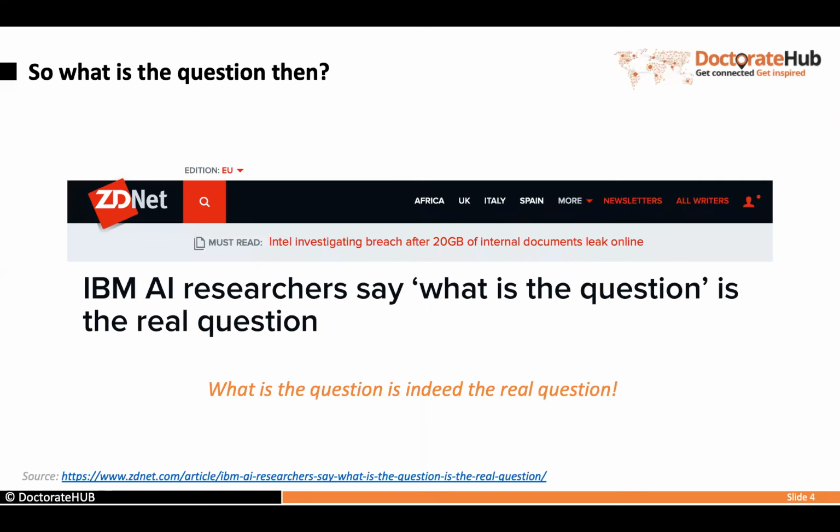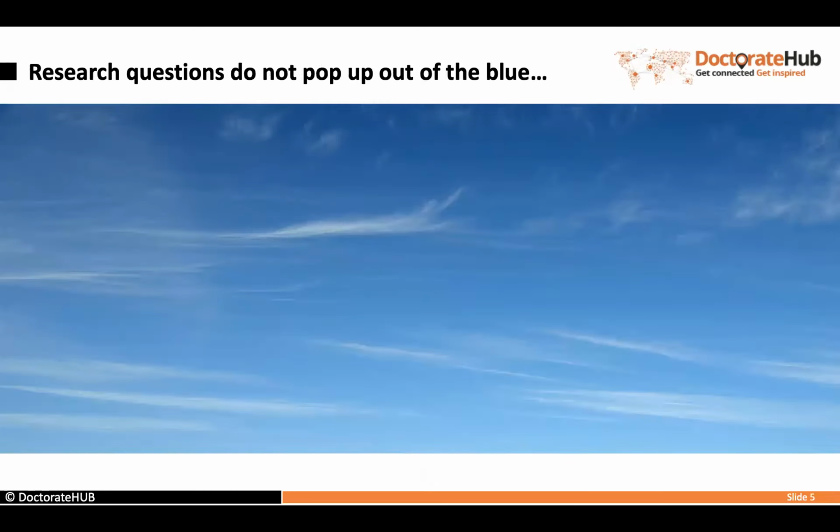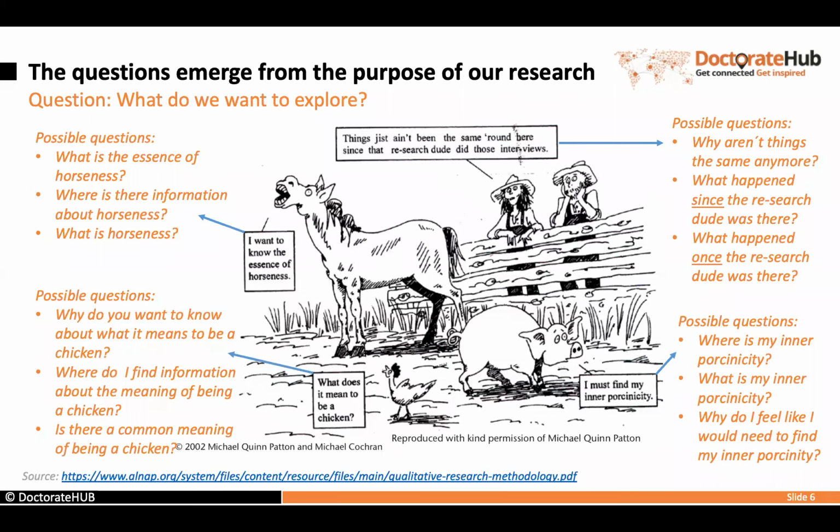Now, this, in accordance to IBM, is actually a good question, because the research questions do not pop out of the blue, but they emerge from the purpose of our research. So the question is then, what do we want to explore? If we want to see already something related to the essence of hoarseness, possible questions that could emerge is, what is the essence of hoarseness? Where is there information about hoarseness? And what, anyway, is hoarseness? So, depending on what you are up for, the question might look very different.